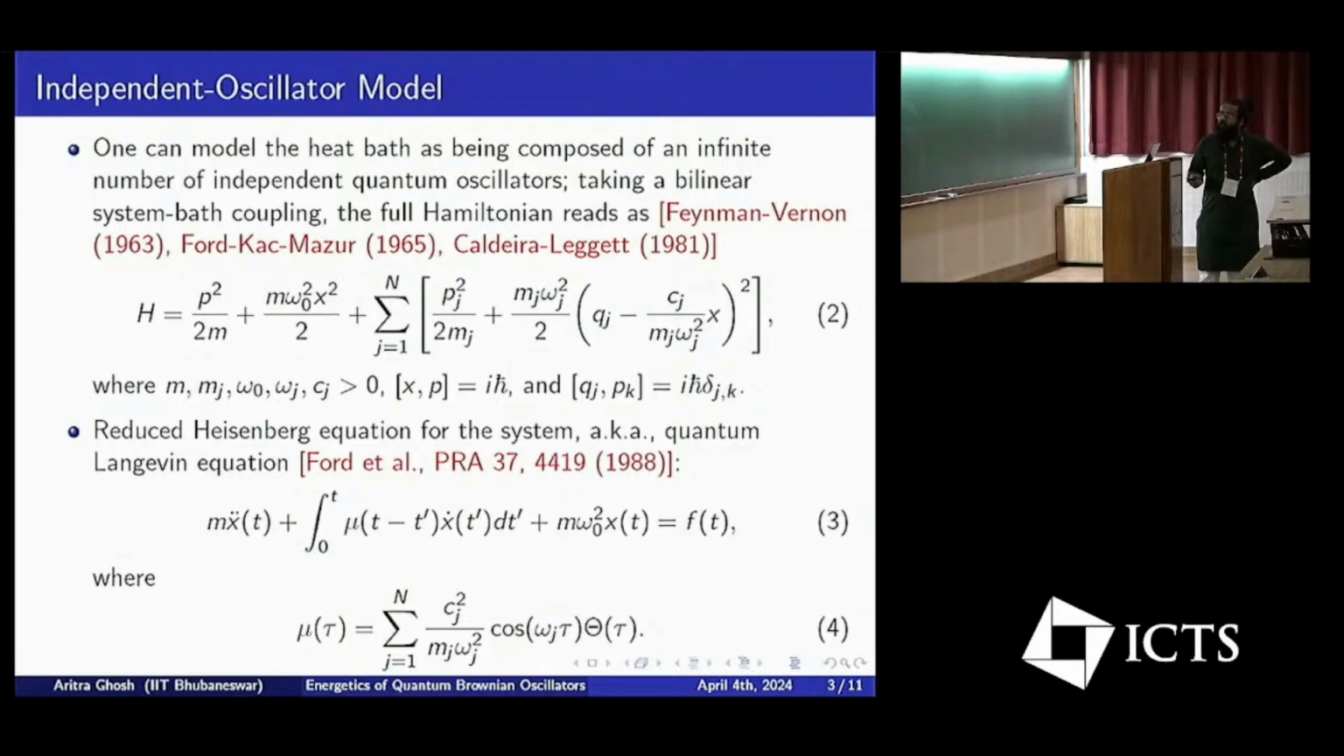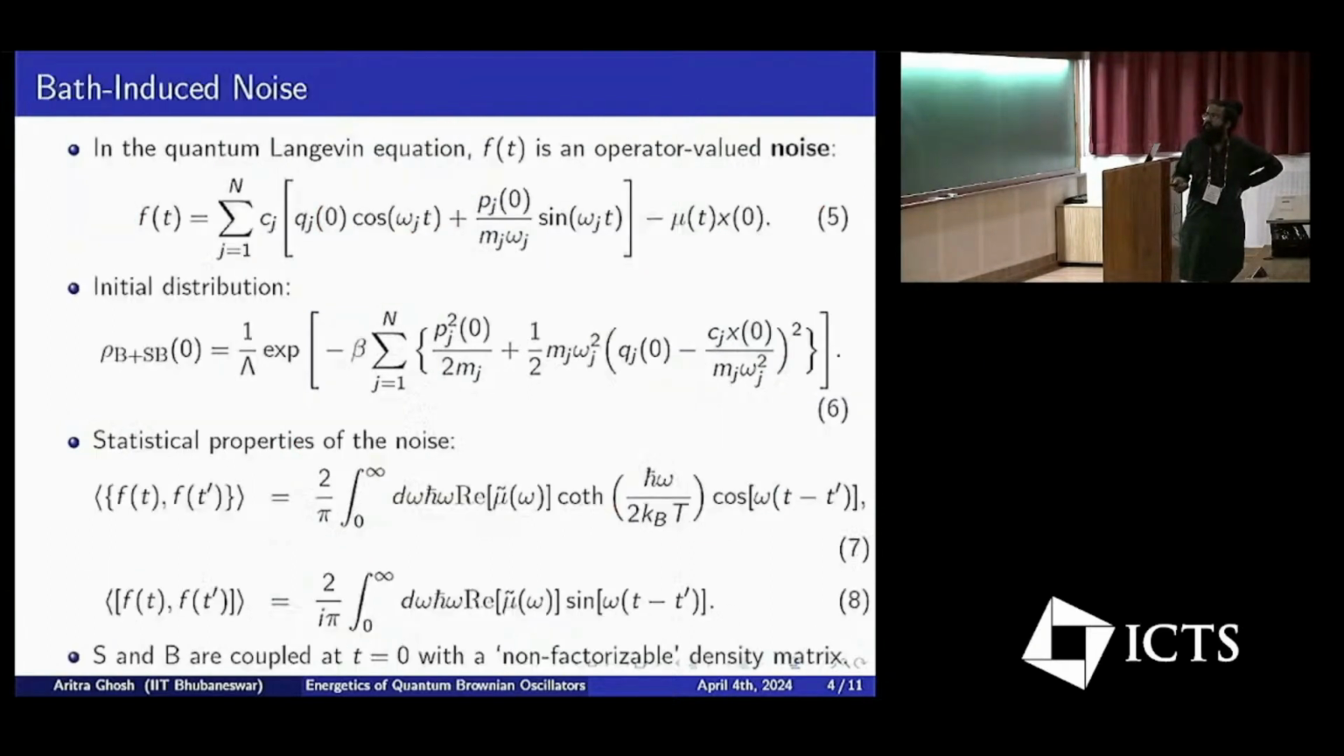If you find the Heisenberg equations for the system and the bath operators, integrate out the variables of the bath, and substitute them back into the system, you get something like this. This is called the quantum Langevin equation. Mu(t) characterizes a memory-dependent drag force, and F(t) that we have on the right-hand side is a bath-induced noise.